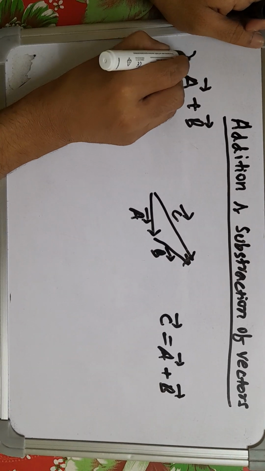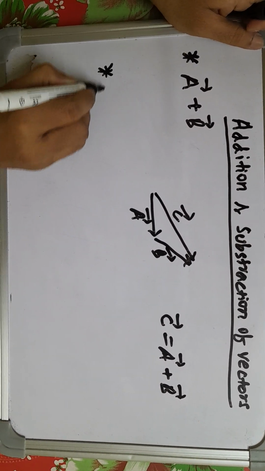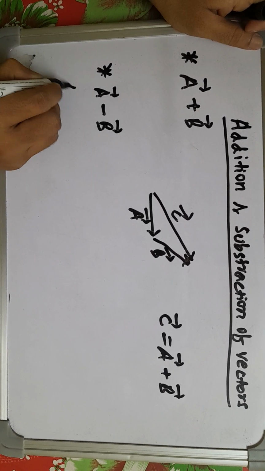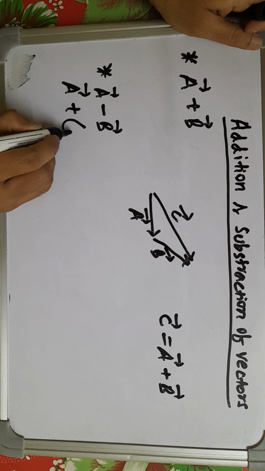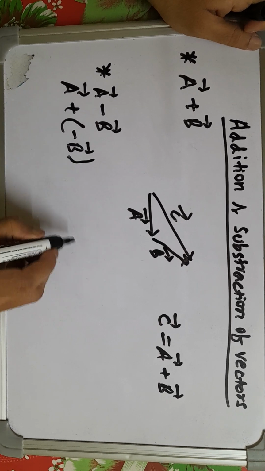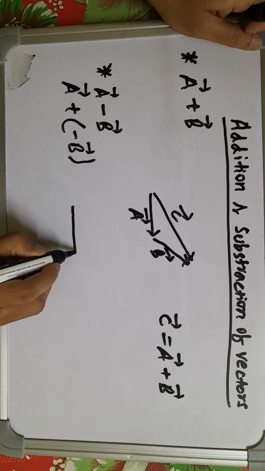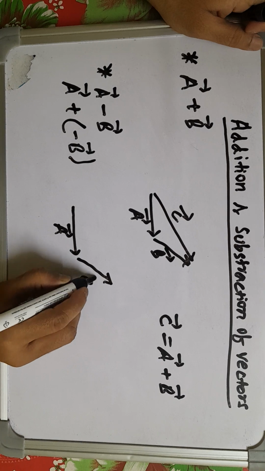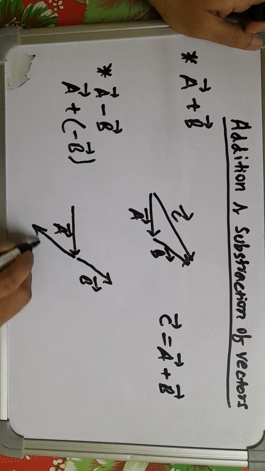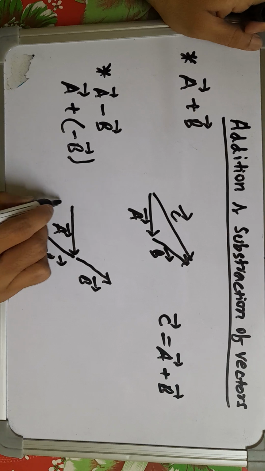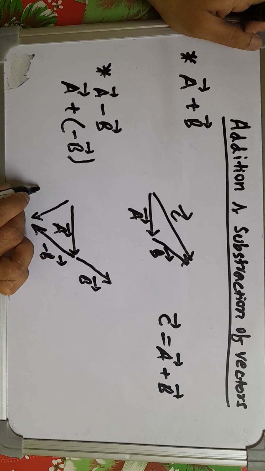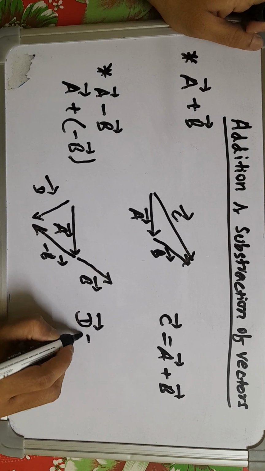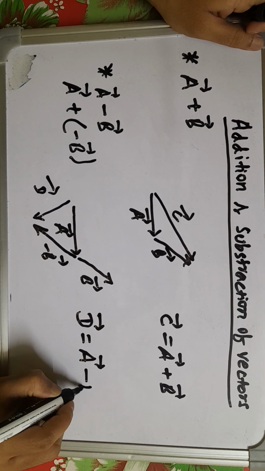And if it is a vector minus b vector, it will become a vector plus minus b vector. That means this a vector will remain as it is. This is b vector. Okay, this will be minus b vector. So this d vector is equal to a vector minus b vector.